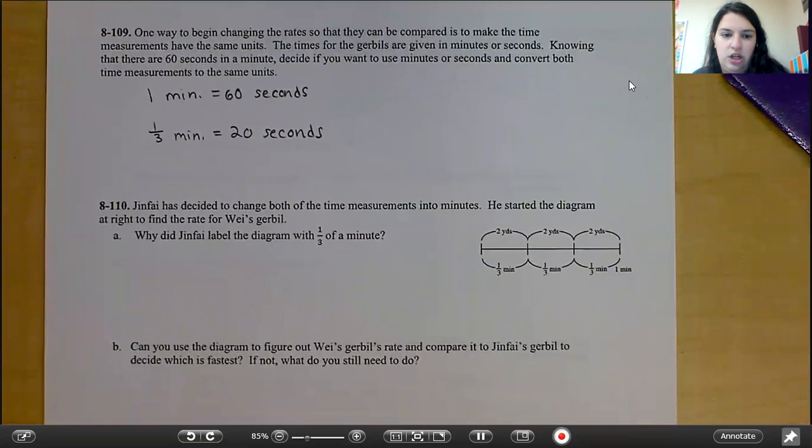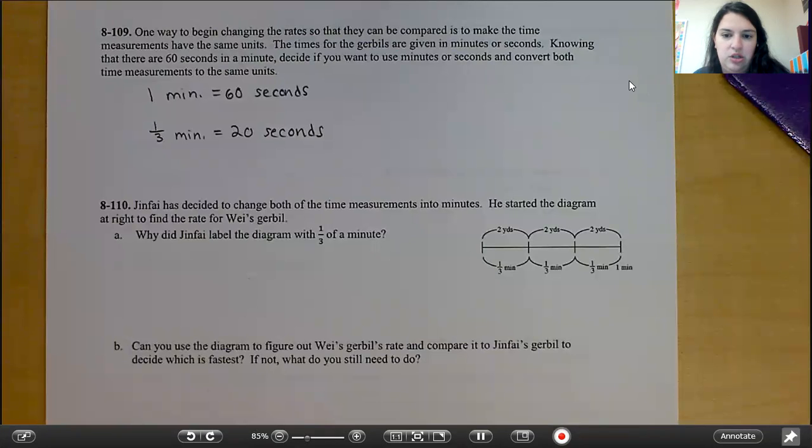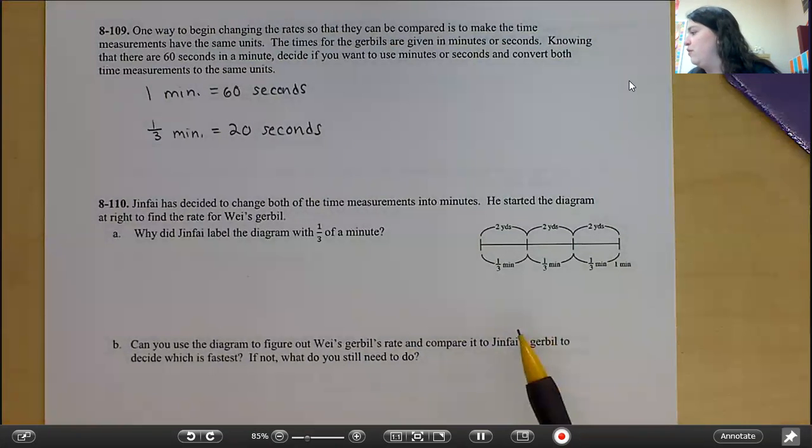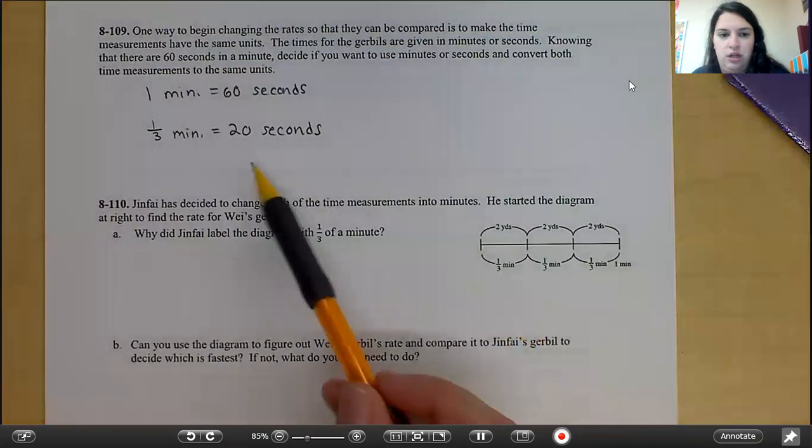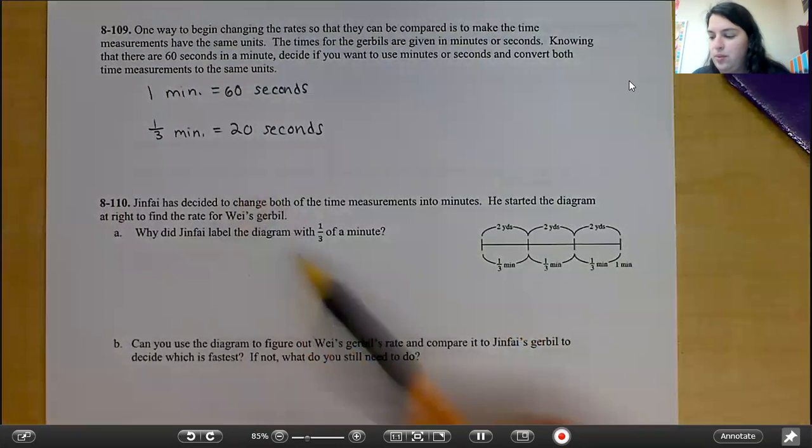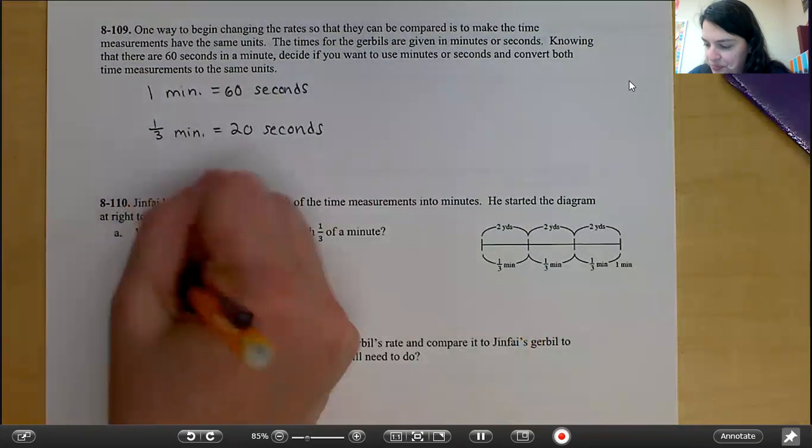Jinfei has decided to change both of the time measurements into minutes. He started the diagram at right to find the rate for Wei's gerbil. Why did Jinfei label the diagram with 1/3 of a minute? Well, we just answered it up here. 1/3 of a minute represents 20 seconds.